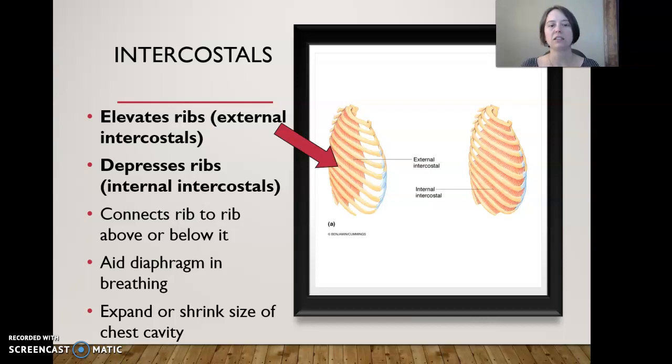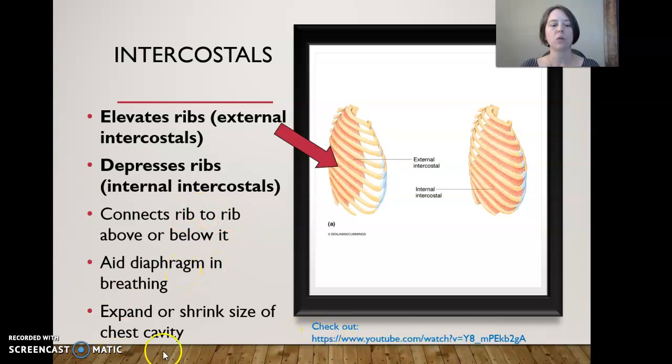So taking a look at intercostals, that means it's in between the ribs, costal. So you have it in between the ribs, which is exactly where it is. The external are going to elevate when you breathe in, and the internal are going to depress the ribs when you breathe out. So breathing in expands the chest cavity, breathing out shrinks the chest cavity. And so they work with the diaphragm when you breathe.